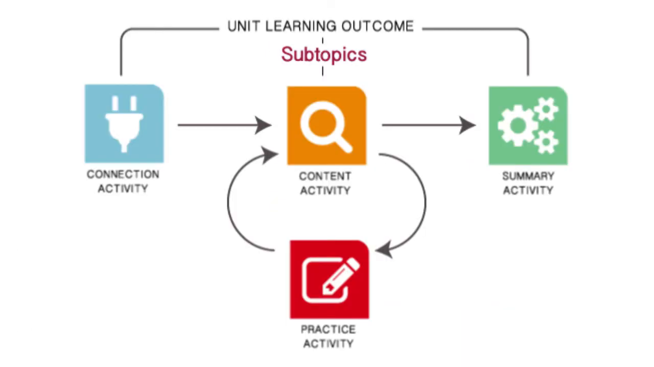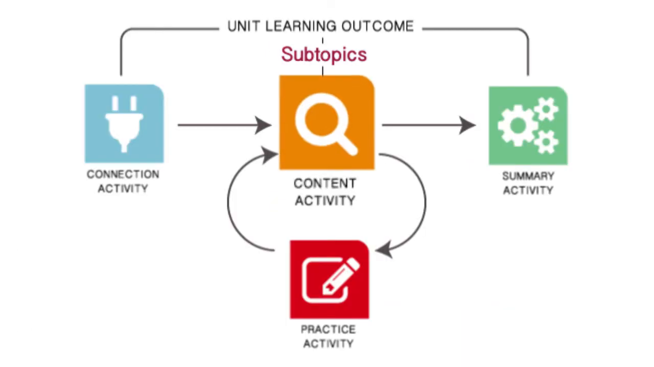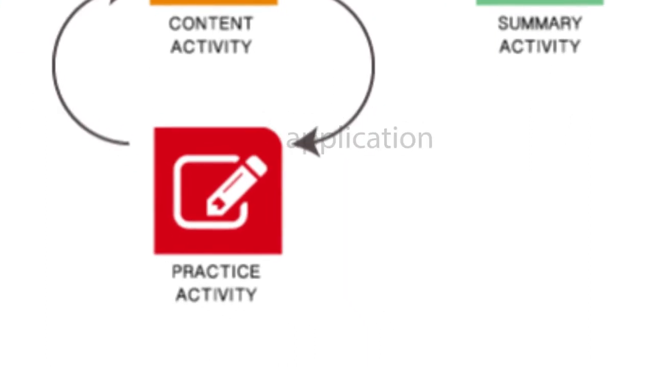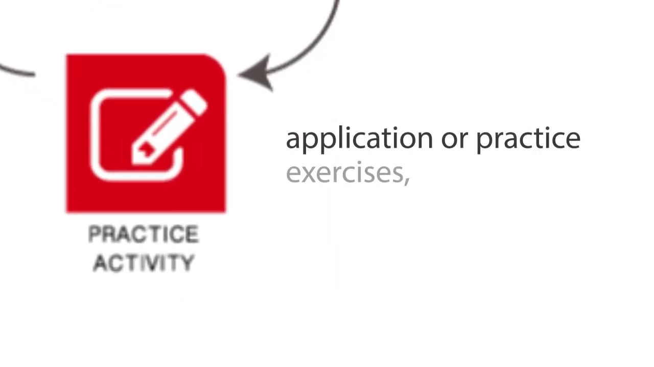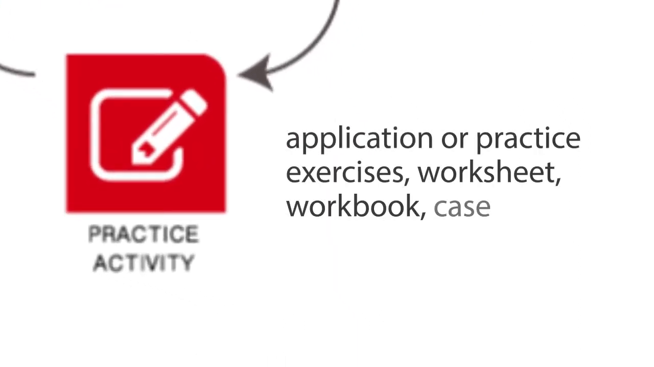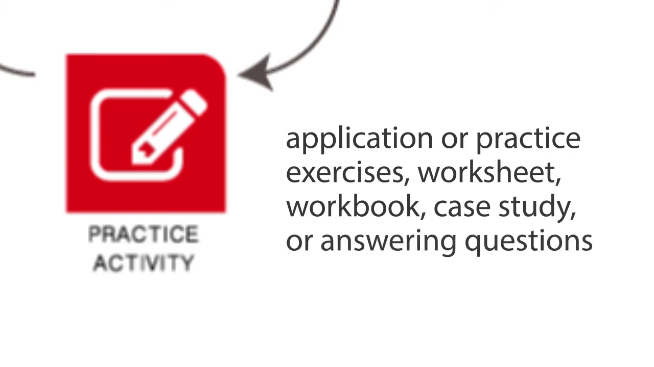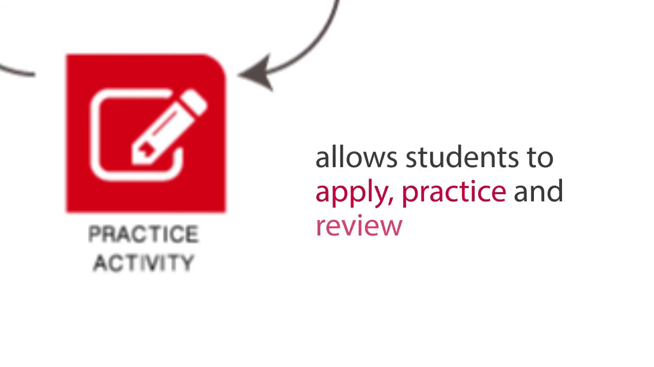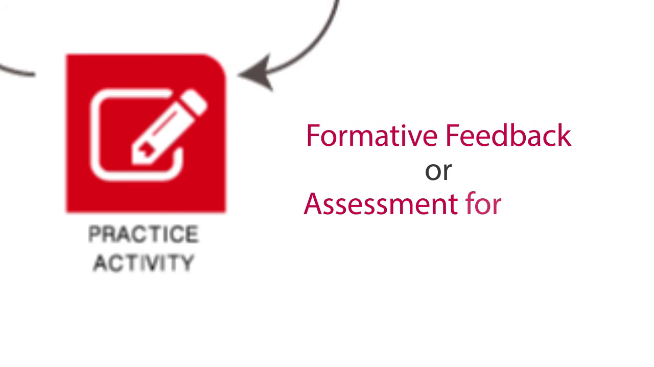It is important to remember that first the content is delivered in some way, and then the learner has a chance to practice or do something with that material. This could be application or practice exercises, a worksheet or a workbook. It could be a case study, or it could be answering questions. Bottom line is, it needs to be some kind of activity that allows the students to apply, practice, and review what they've just learned. In this way, the students are receiving what we call formative feedback, or assessment for their learning.